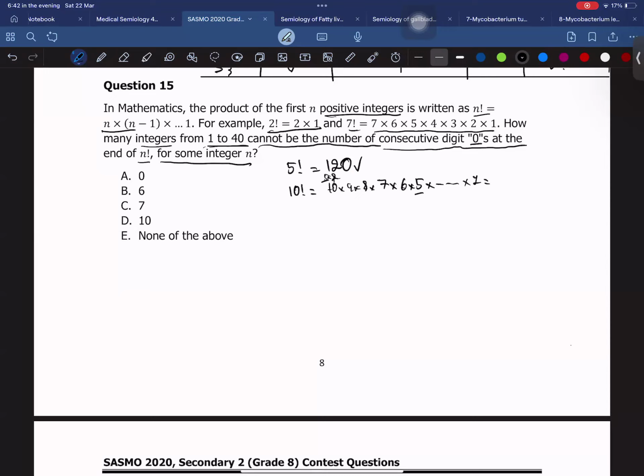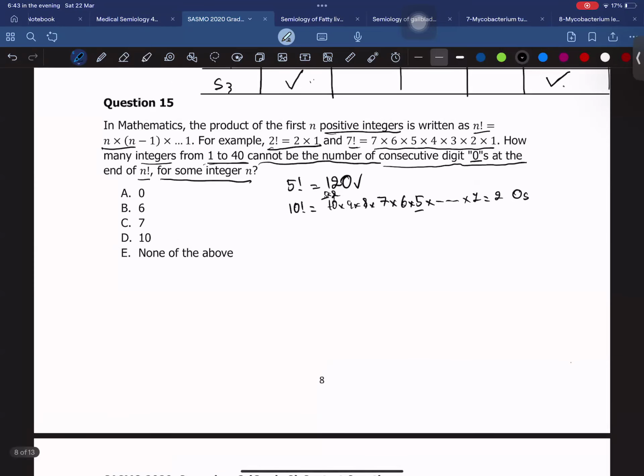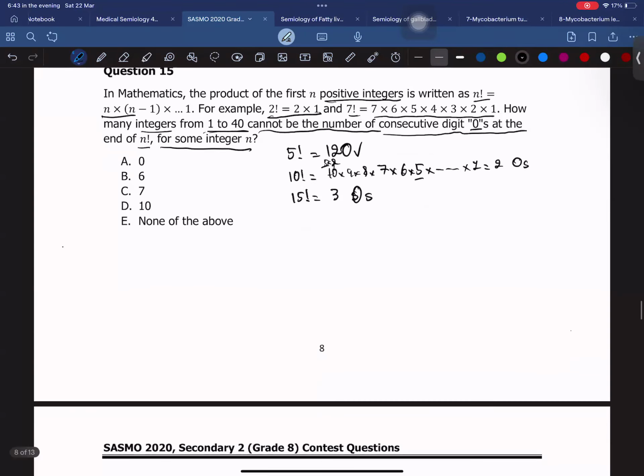So we have this 2, and we have 5 and 5. For example, 5 times 6 gives us a 0, and we have 2 zeros. So after this, we know that 5 factorial has 1 zero. What about 15 factorial? We can have 3 zeros. Why 3 zeros? Because there's a formula that you can use.